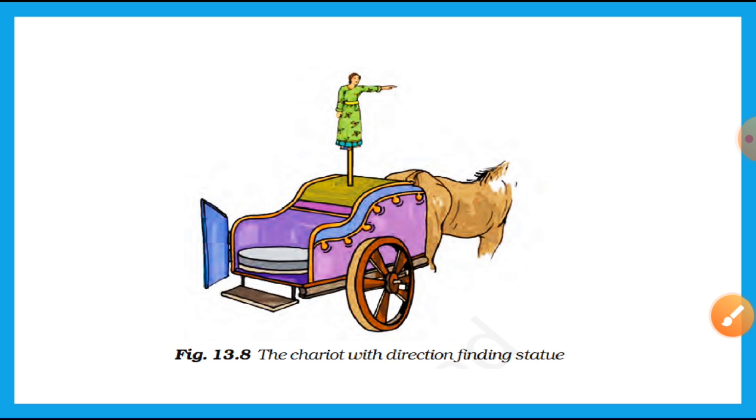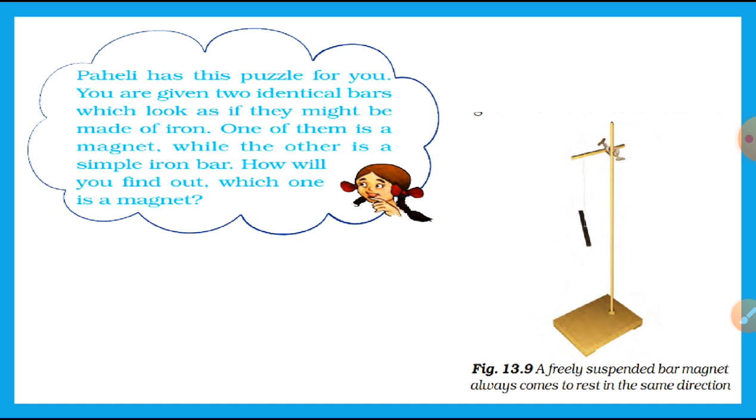Now, if we want to find out direction, we find that a freely suspended bar magnet always comes to rest in a particular direction, which is the north-south direction. Okay, the end of a magnet that points toward north is called the north seeking end or north pole of the magnet, and the other end that points toward south is called the south seeking end or south pole of a magnet. You must know that all magnets have two poles, whatever their shape may be. They will have two poles.